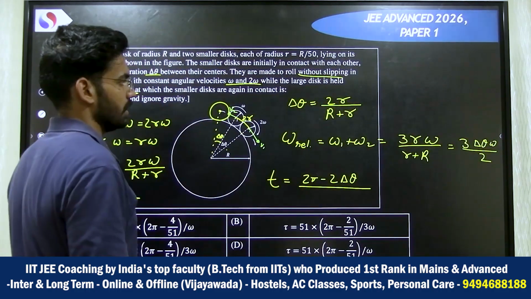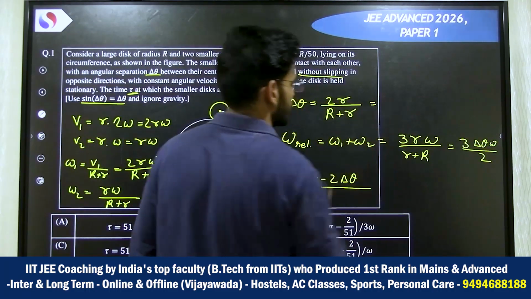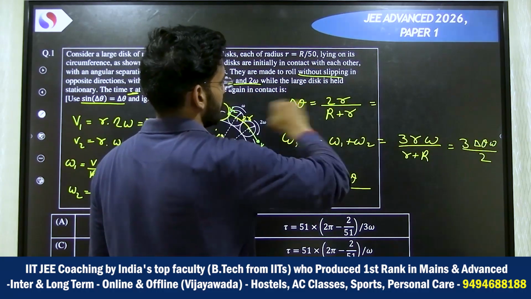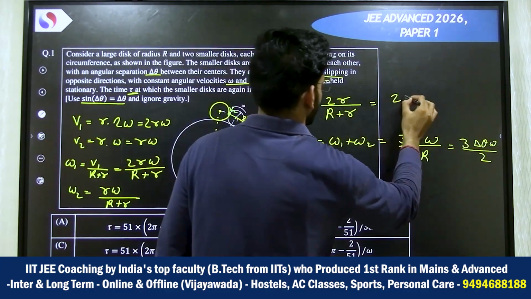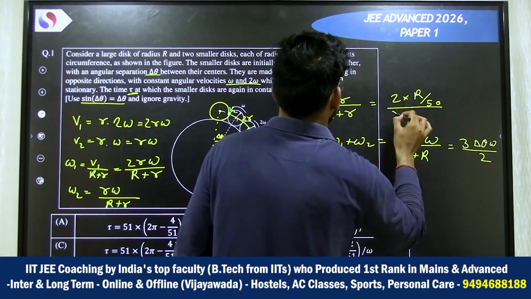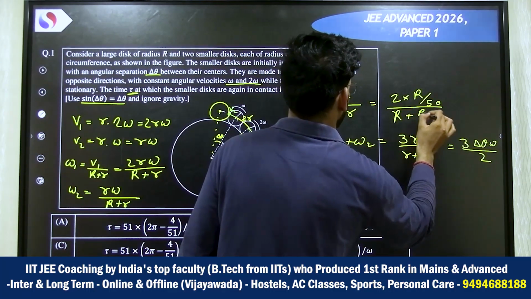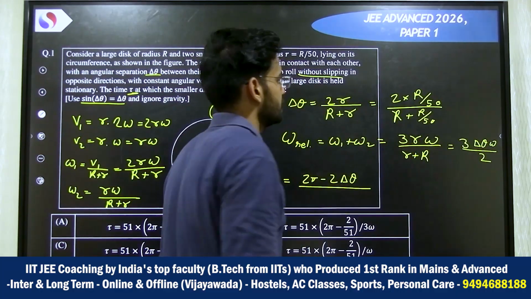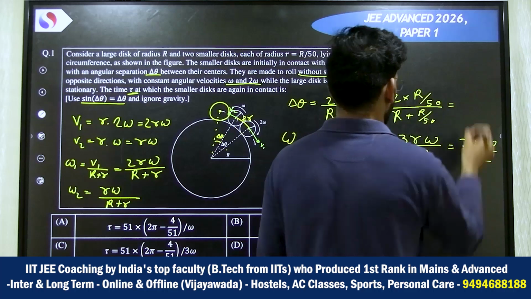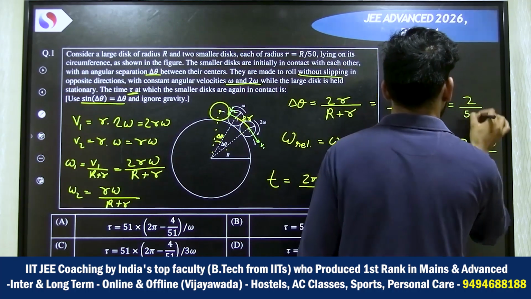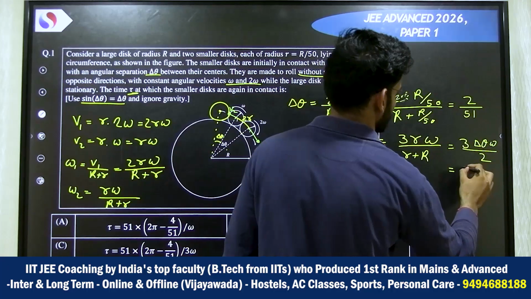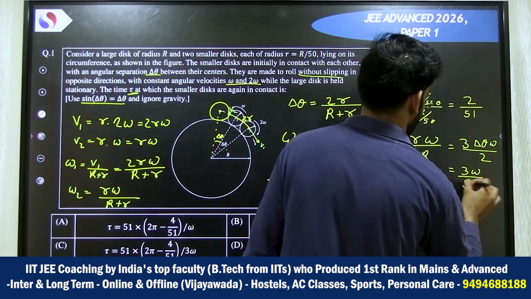Okay, and if we calculate delta theta also, we can answer how much delta theta is. So small r value is capital R by 50, right? If you put here, this will be 2 into capital R by 50 divided by capital R plus capital R by 50. So that's 51, 50 cancel out. So that will be 2 by 51. If we put the delta theta value here also, then 2 cancel out, 3 omega by 51.